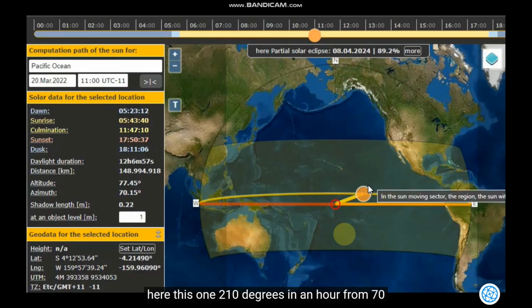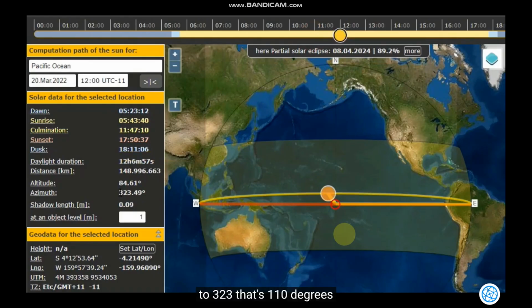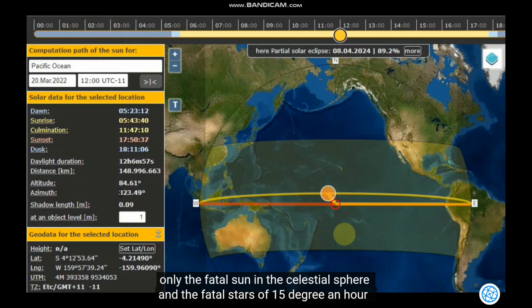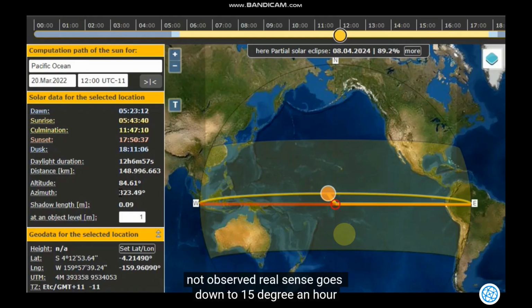Here, this one does 110 degrees in an hour. From 70 to 323. That's 110 degrees. Only the virtual sun in the celestial sphere and the virtual stars move 15 degrees an hour. Not the observed real suns. Those don't do 15 degrees an hour.